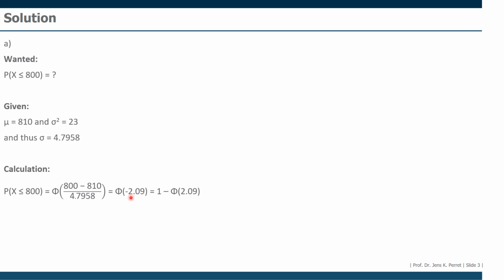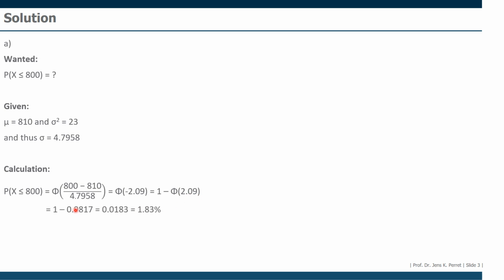Well, usually the tables which we use to look up the standard normal distribution only start at 0. So what we need here is first to get rid of this minus. We can get rid of the minus by placing a 1 minus in front of the big phi. So if we do this, instead of minus 2.09, we go with 1 minus phi of 2.09. This 2.09 we look up in our table.